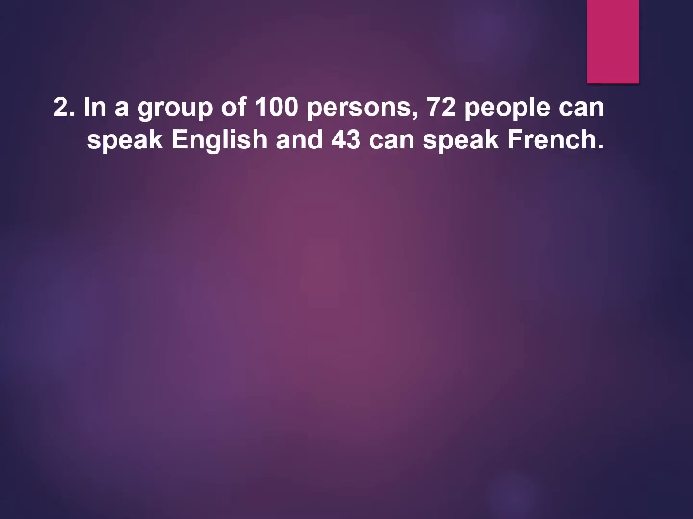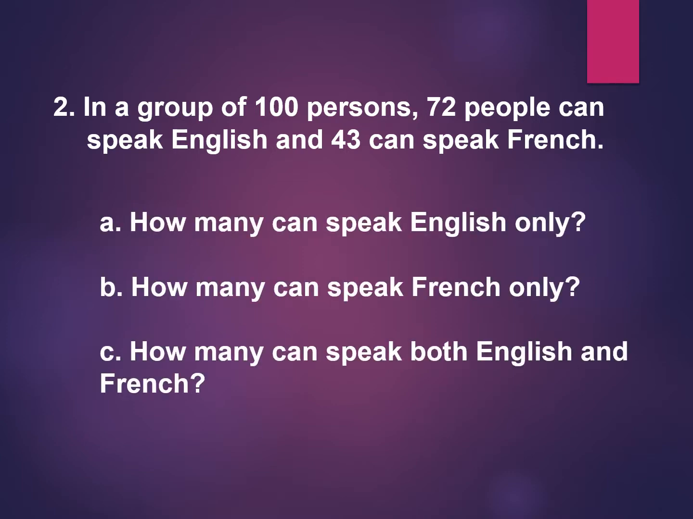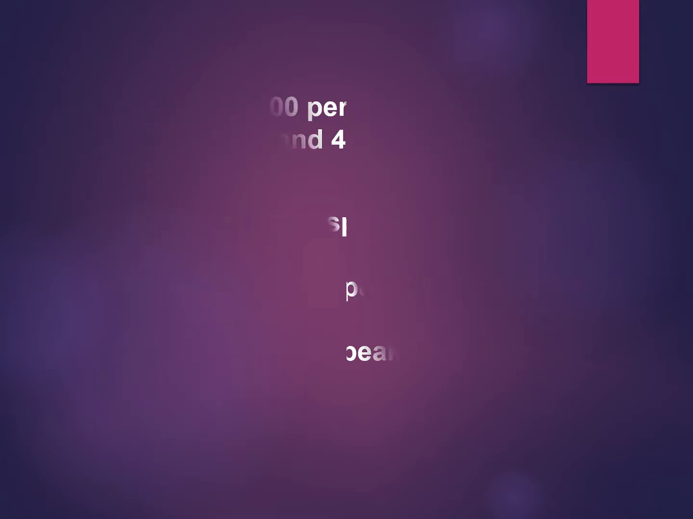Second example. In a group of 100 persons, 72 people can speak English and 43 can speak French. So we will find how many can speak English only, how many can speak French only, and how many can speak both English and French. The first step, we will analyze the problem.